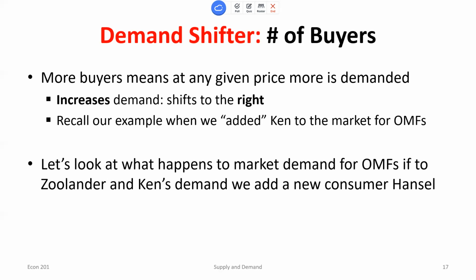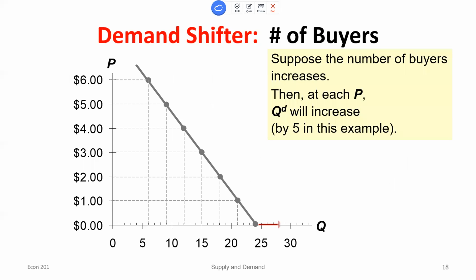All right, so back to demand. We've got the number of buyers, right? That kind of makes sense. I don't think we have to get too crazy here. As I add more and more people at any given price, I'm going to see that I have a higher quantity demanded. I'm going to see this shift to the right, or this upward shift, depending on how you think about it visually, in my demand curve.